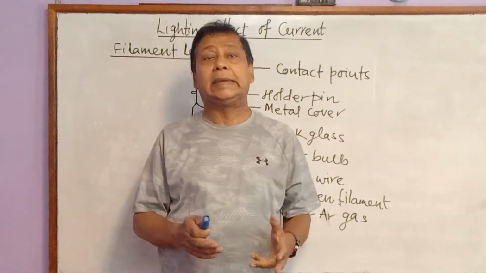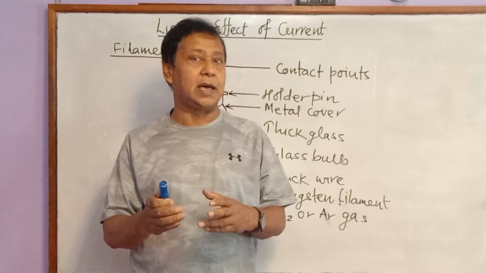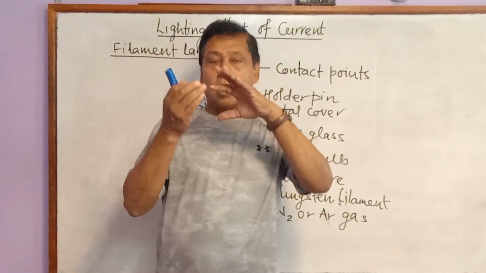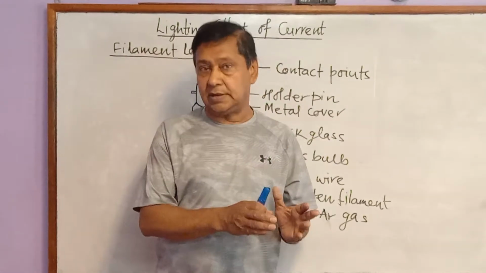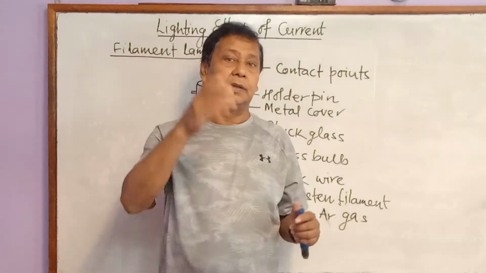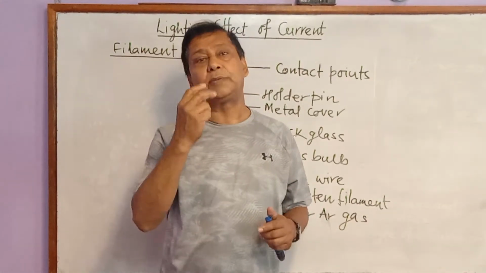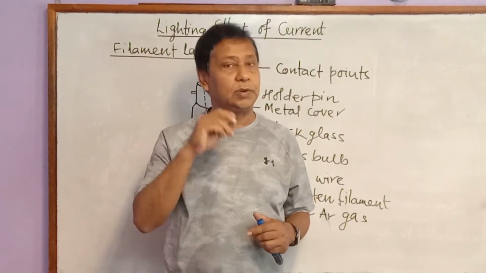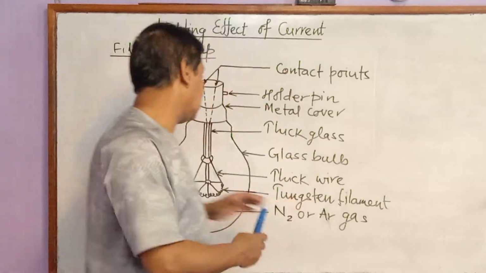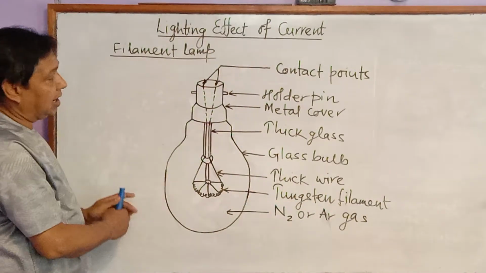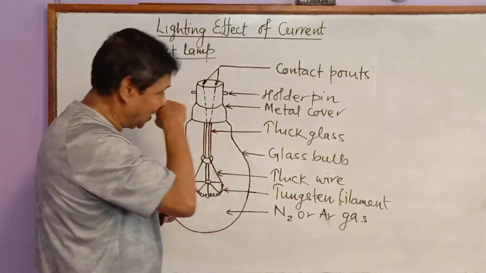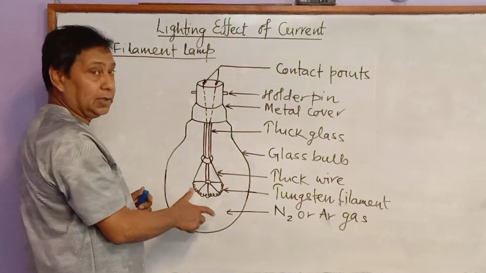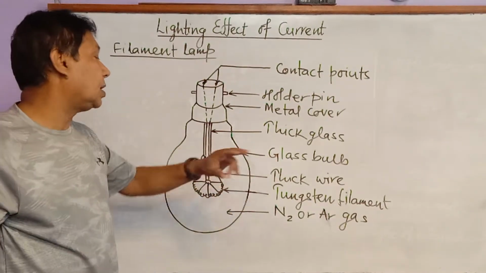We are continuing the electricity chapter. In the previous class, I was talking about the conversion of electrical energy into light energy, the lighting effect of current. And I mentioned two types of lamp. One is the filament lamp, another is the fluorescent lamp. And I made a diagram of the filament lamp and its different parts are mentioned here to make you clear about this filament lamp. Today I am going to focus on 2 points.